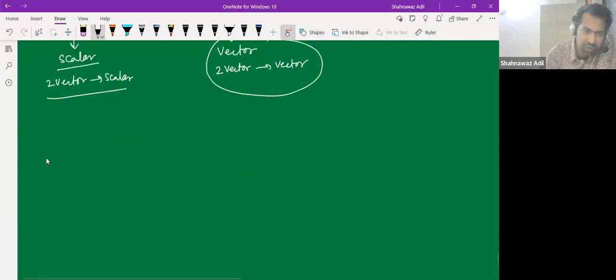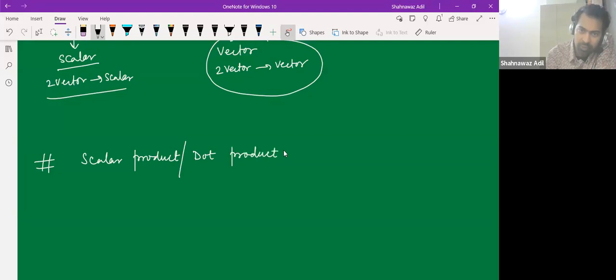So we have the scalar product of vectors, and this is also called the dot product. We have two vectors and we want to find out the scalar product. That would be magnitude of A, magnitude of B, cos theta.